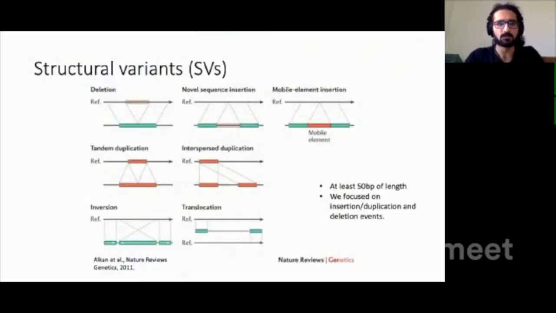So let me give a brief introduction on the structural variants. They can come in several flavors, ranging from deletions to novel or non-novel sequence insertions, such as tandem duplications, mobile element insertions, or interspersed duplications, but also other events such as inversions and translocations. And the key here is that generally the field has focused on variations of at least 50 base pairs or more. And in our work, we focused on mainly insertions or duplications and also deletion events, because they constitute the vast majority of the SVs, structural variants.